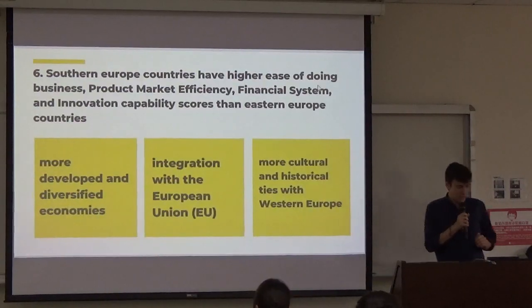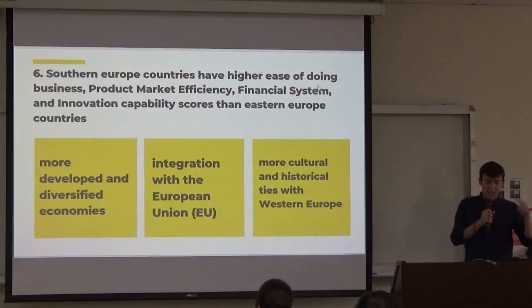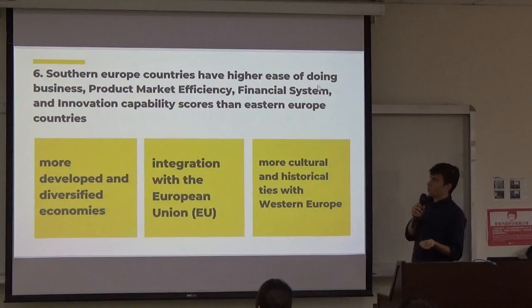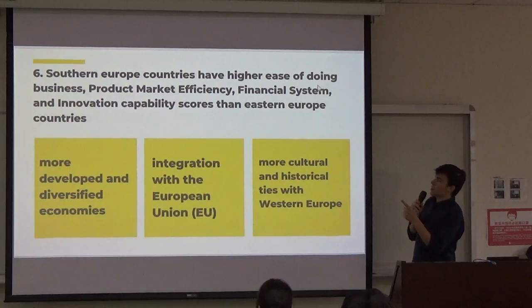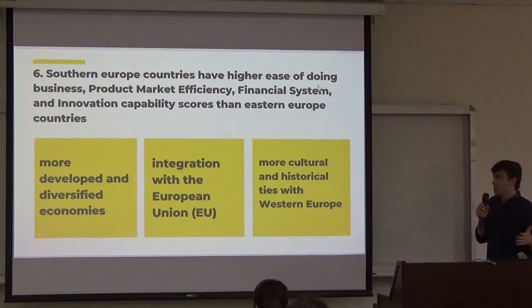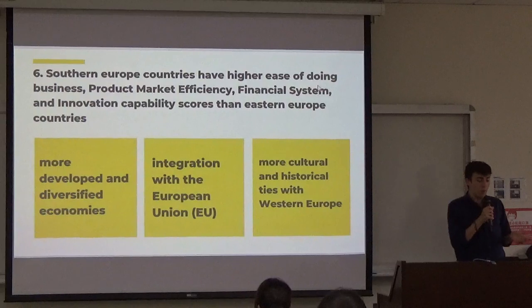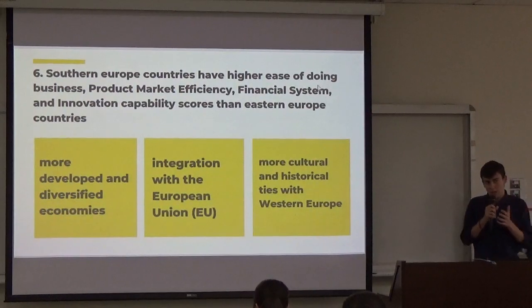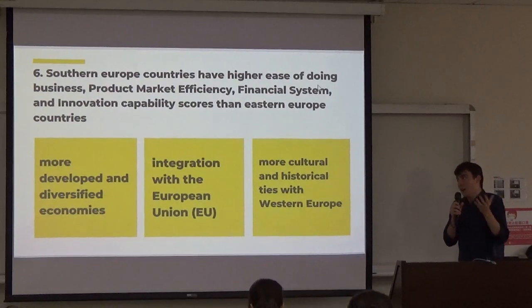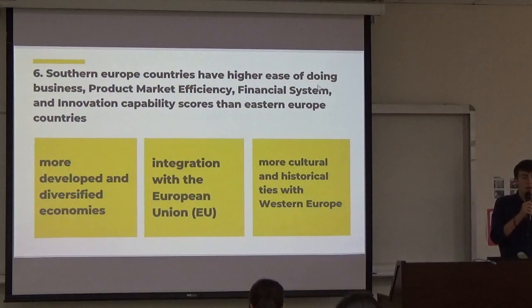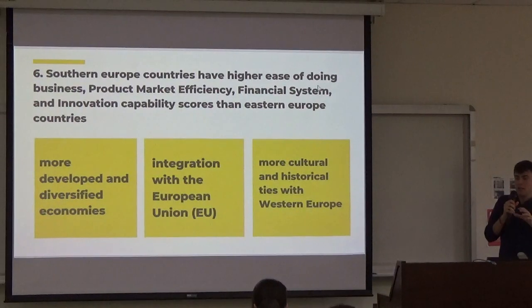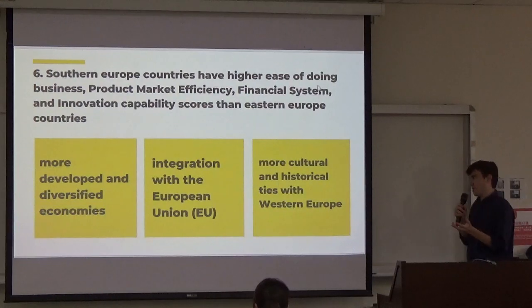The sixth point is the point that I just discussed: the differences with the south and the west. We can see that there is higher ease of doing business, product market efficiency, financial system, and innovation. Why? First of all, they are more developed and diversified economies. Spain, Italy, and Portugal are economies in a higher situation compared to Romania, Bulgaria, Greece, Turkey, and Ukraine. We're not taking the situation of Ukraine into account right now because it's a special situation.